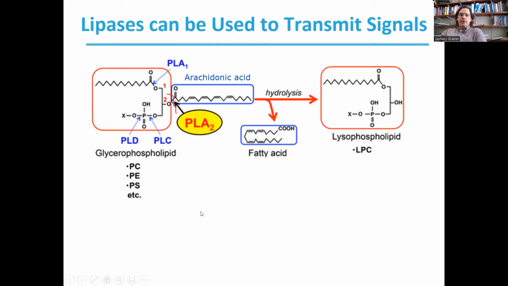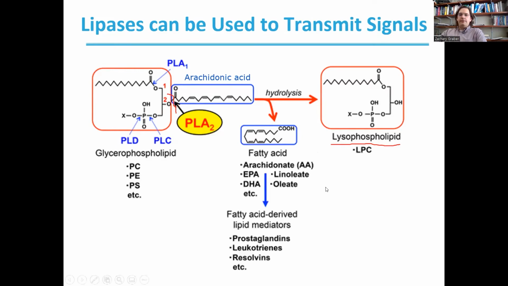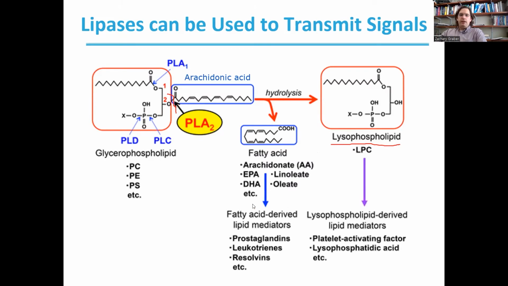After our reaction, we end up creating a lysophospholipid, which is just a phospholipid with one fatty acid chain cut off. And we also release our arachidonic acid. Arachidonic acid will go on to form several other lipid signaling molecules, which we'll look at in more detail in just a minute, while our lysophospholipid can also go on to make other biologically active lipids.